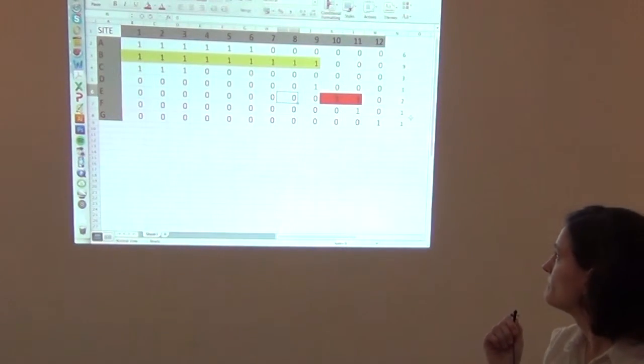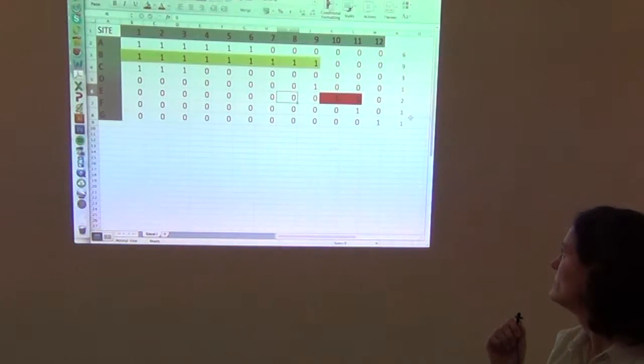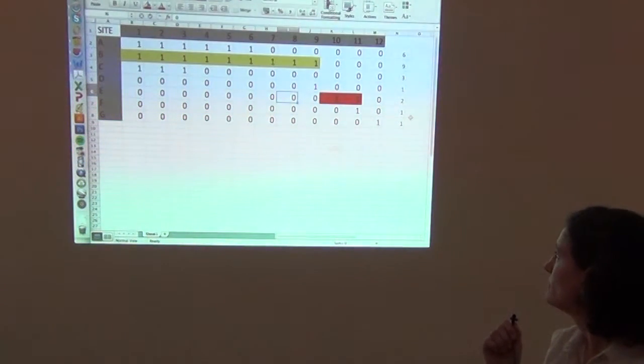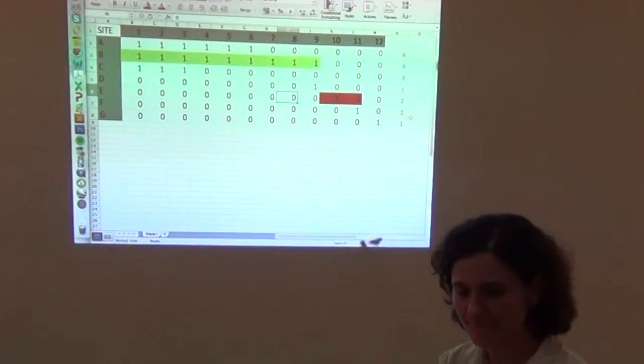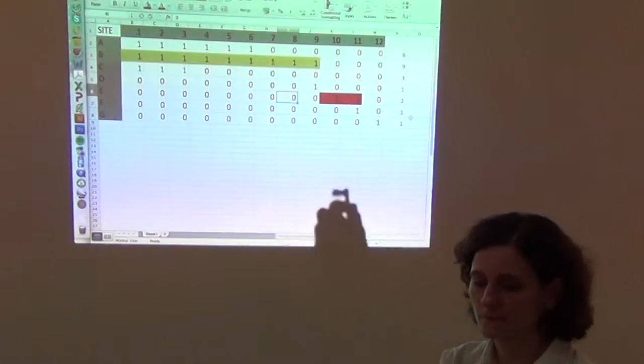Whereas site D is completely replaceable. Yes. Or site A or C. Okay, and this is assuming that every species is equal.